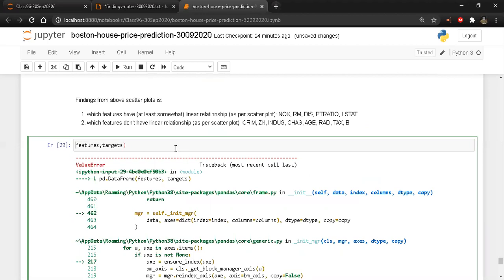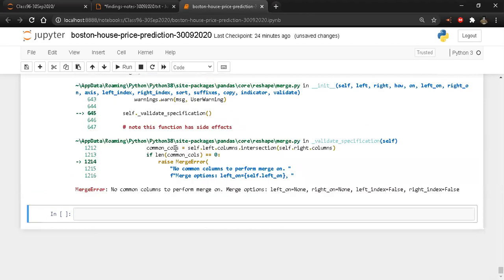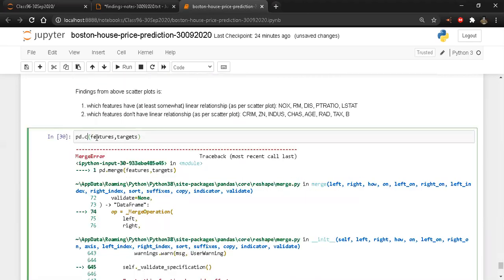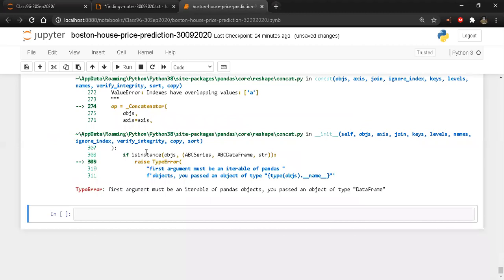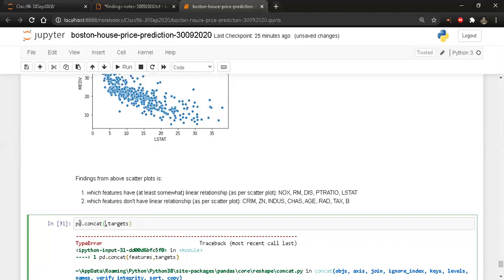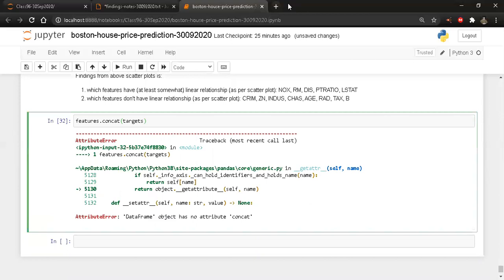Let's see if that works. pd.merge. Okay, so there is no column to merge. What am I going to do? There is an option called concat. Okay, so concat works in a different way. Let's see if this is going to work. DataFrame object has no attribute concat. Okay, so I'm not able to figure it out.